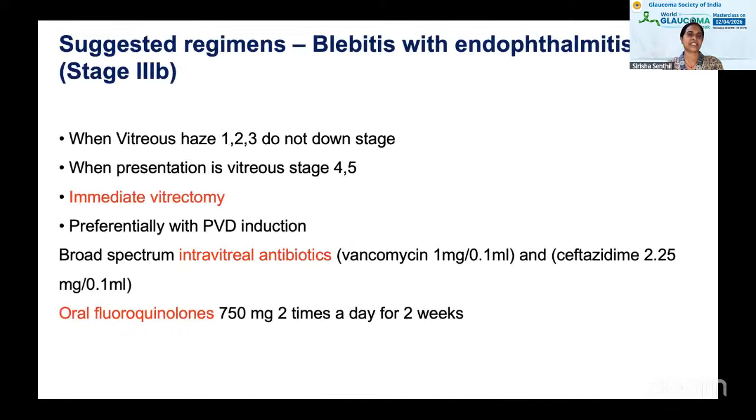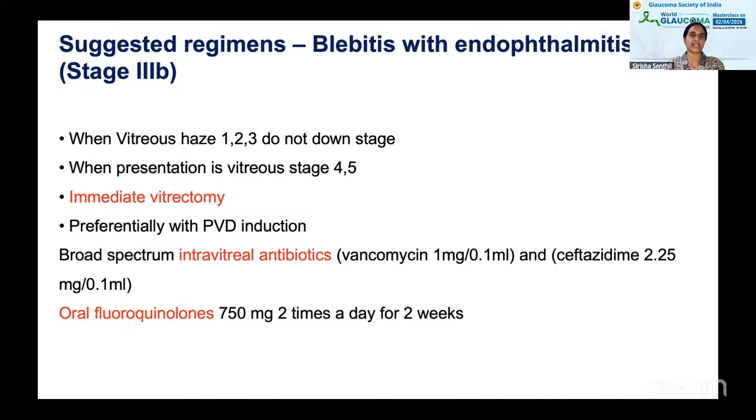If there is a stage 3B, that means there is an involvement of the vitreous, but it is very hazy, or you can't see the disc also, or if the disc was visible the previous day or a couple of days before but the infection is worsening, then we go ahead with a vitrectomy.